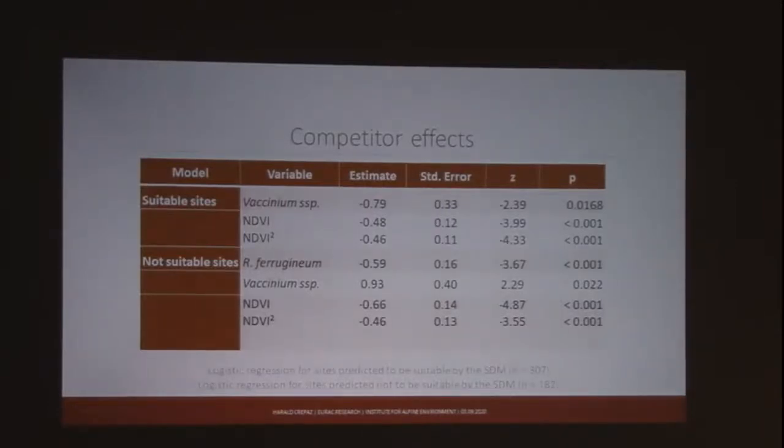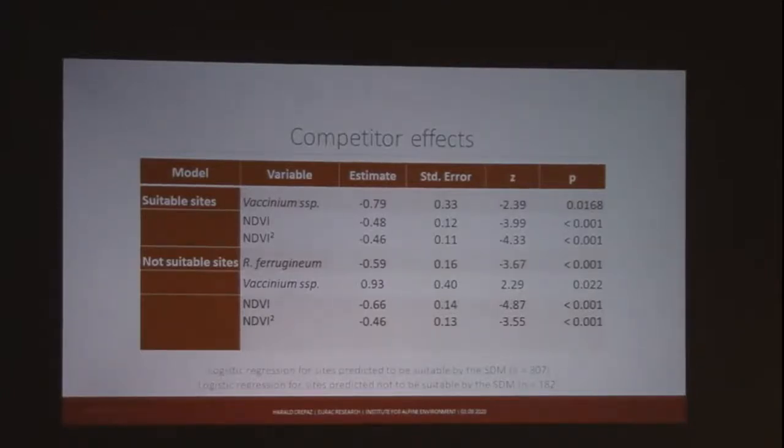The table again shows that the NDVI proved to be the most important factor regarding the absence or presence of the species, while Rhododendron ferrugineum had a negative effect, or is negatively correlated to the species at sites that are potentially not suitable. But in this case, this might be due to the different habitat preferences, and there might not be a causal relation.